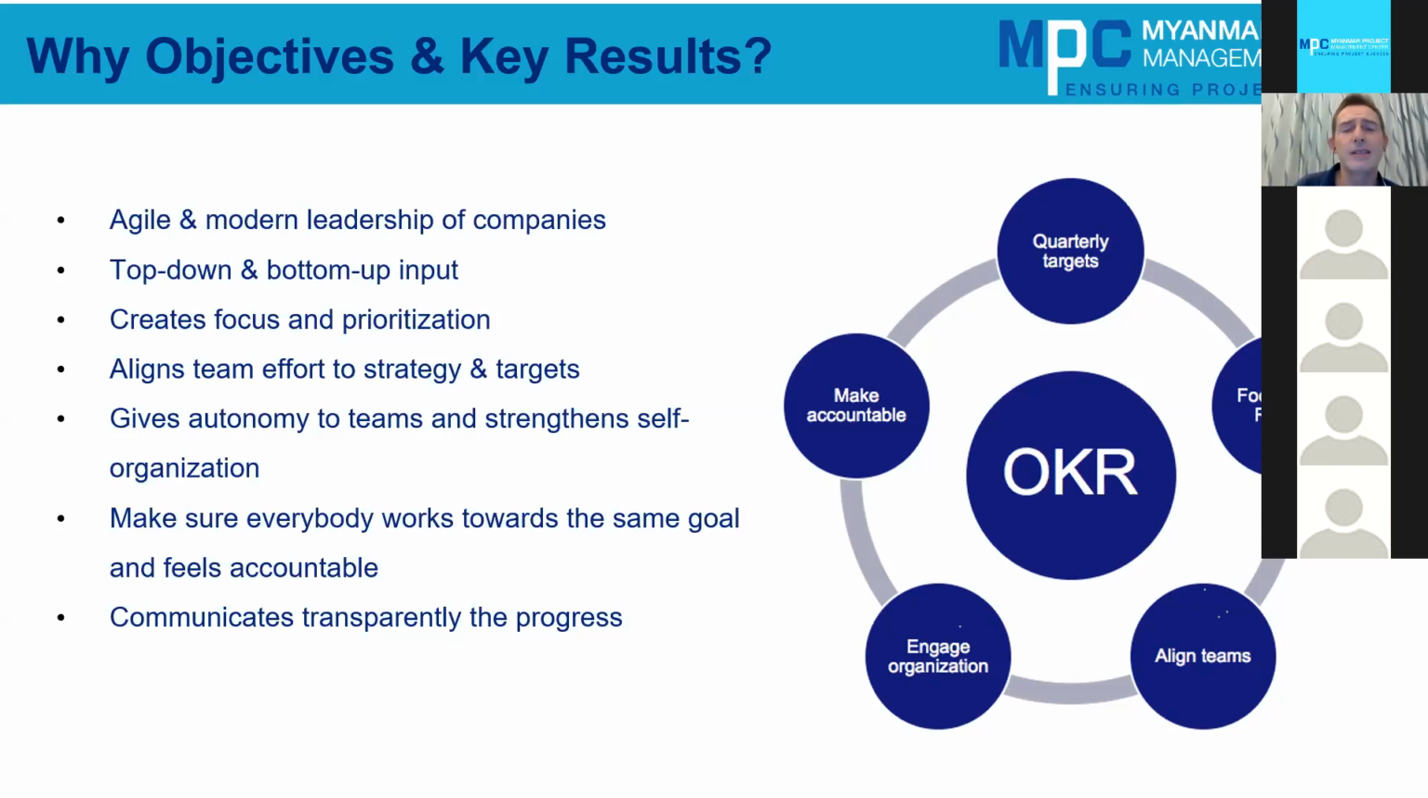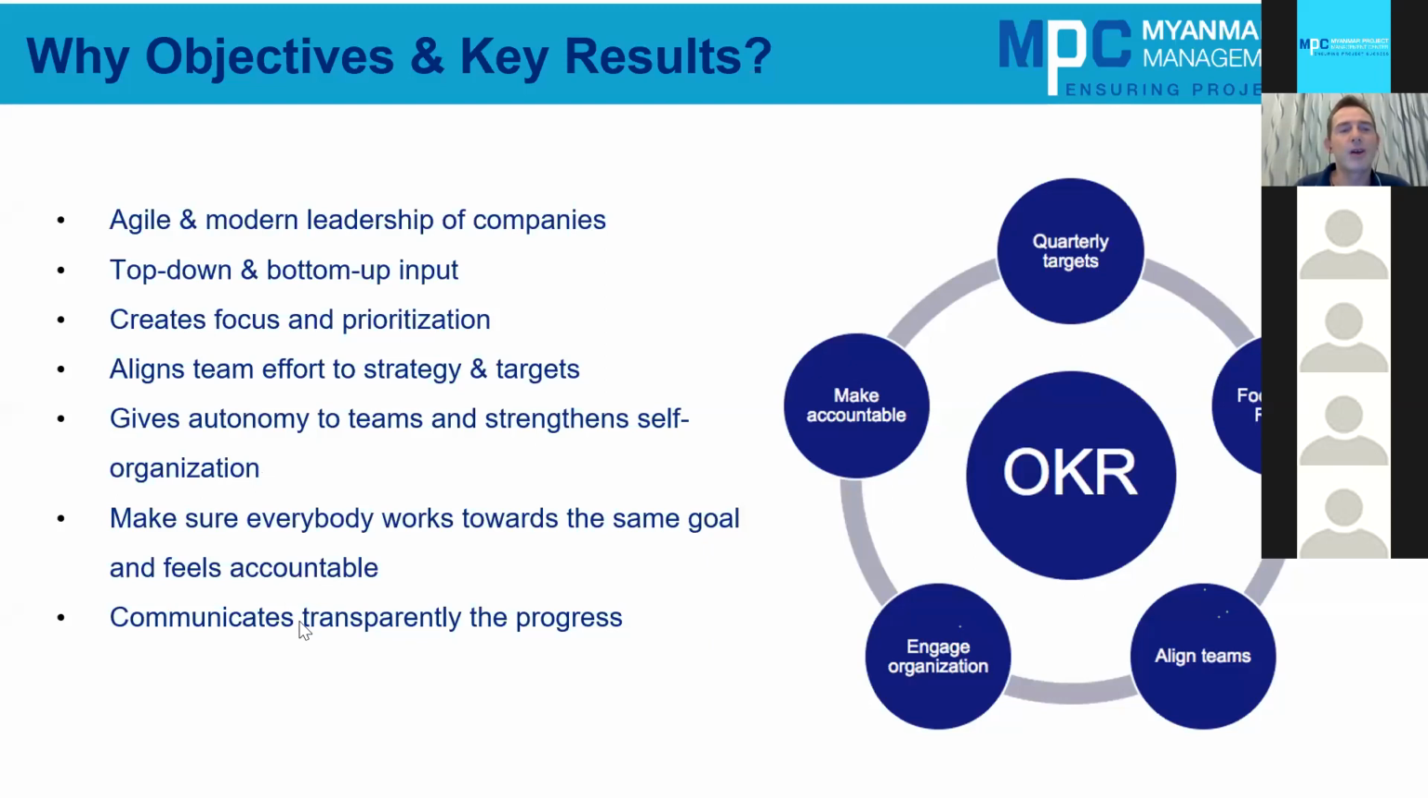Autonomy also means that people can fail. We'll come to that. And OKR makes sure that everybody is working towards the same goals. So you have a maximum of 3 to 5 objectives. And people feel accountable to these goals. We will come to that on the actions.